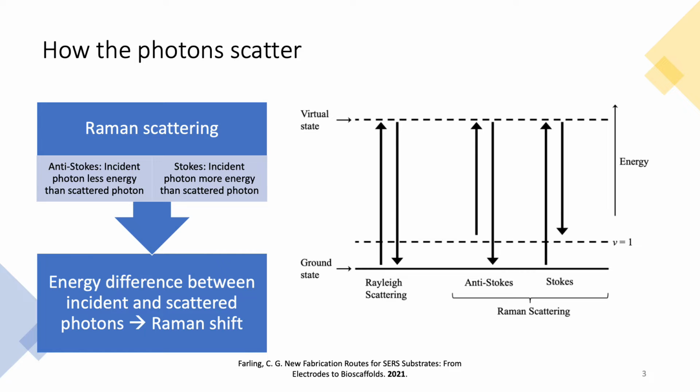Now we can divide Raman scattering into two other categories, Stokes and anti-Stokes. Anti-Stokes is when the incident photon has less energy than the scattered photon, and Stokes is when the incident photon has more energy than the scattered photon. Overall, this energy difference between the incident and scattered photons we call the Raman shift. However, only 1 out of 10^6 photons are inelastically scattered. So this is something to consider when we take a look at SERS and ECSERS.